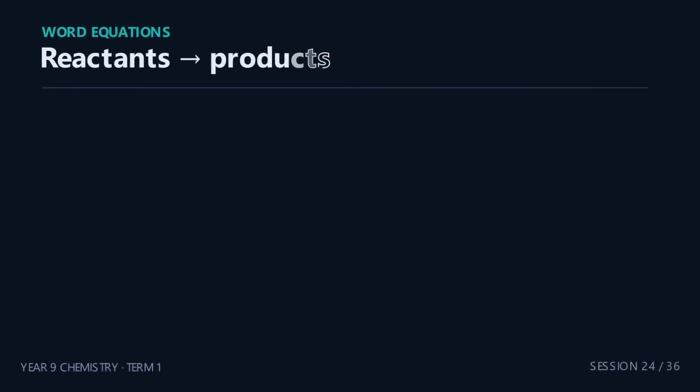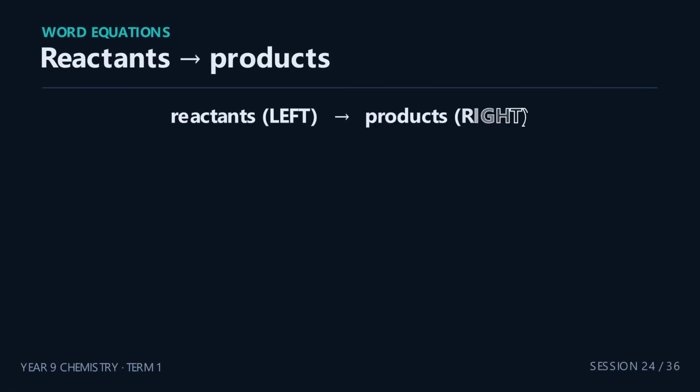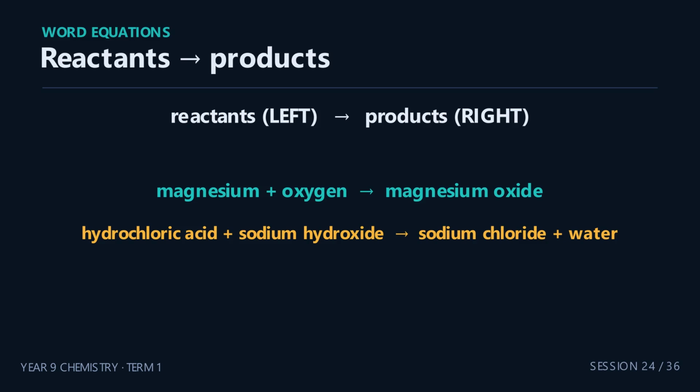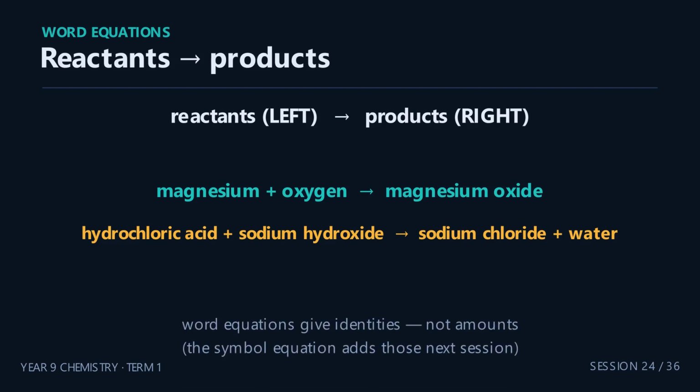Now to word equations. The rule is simple and never changes. Reactants, the things you start with, go on the left. Products, the things you make, go on the right. And an arrow points from reactants to products. Magnesium plus oxygen gives magnesium oxide. Hydrochloric acid plus sodium hydroxide gives sodium chloride plus water. Notice a word equation tells you the identities, but not the amounts. That's what the balanced symbol equation adds later, which is exactly where we're heading next session.